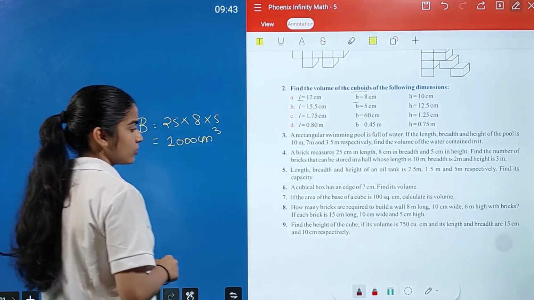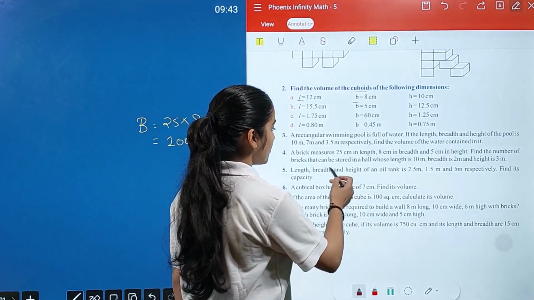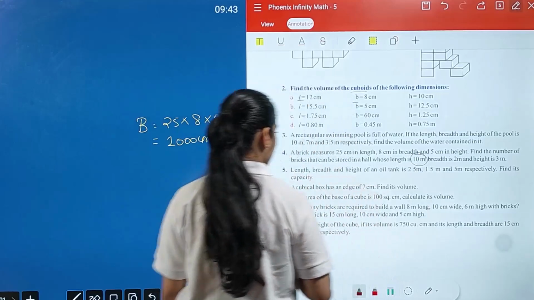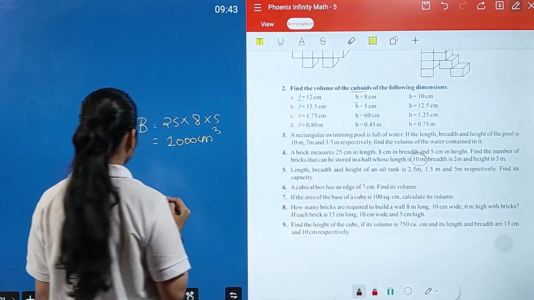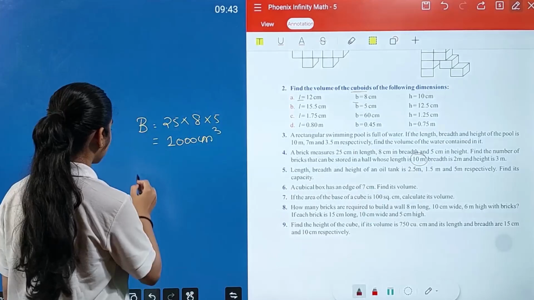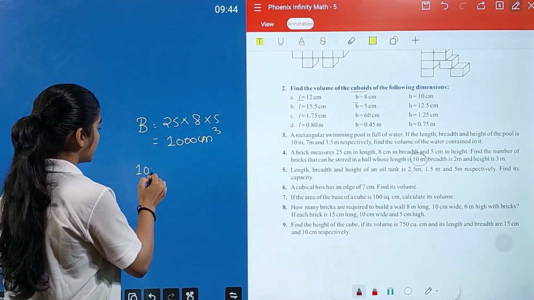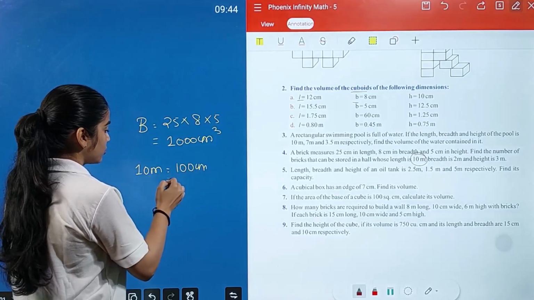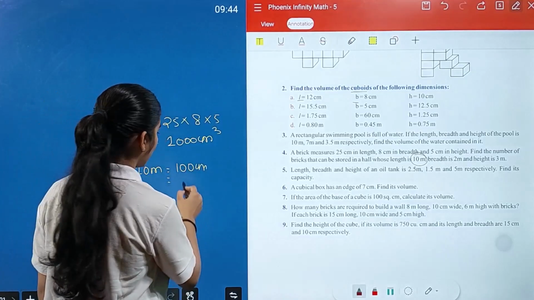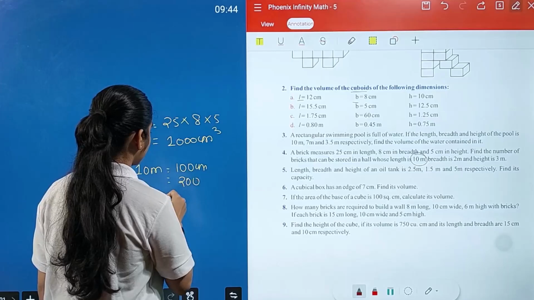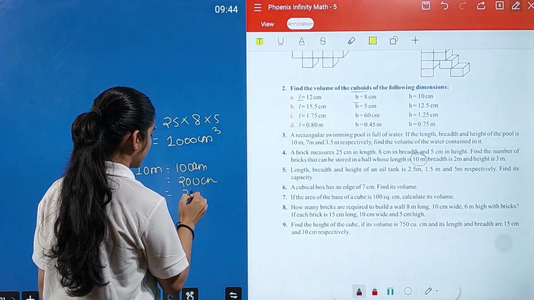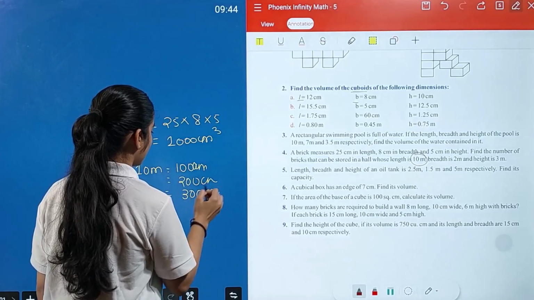But when we are going to find out the measurement for the volume of the hole, what we find here is that the unit is changed to meter. So first we have to change it into centimeter, then we have to calculate. So 10 meter would be equal to 1000 centimeters, 2 meter would be equal to 200 centimeters, and then 300 centimeter. We have to calculate them together.